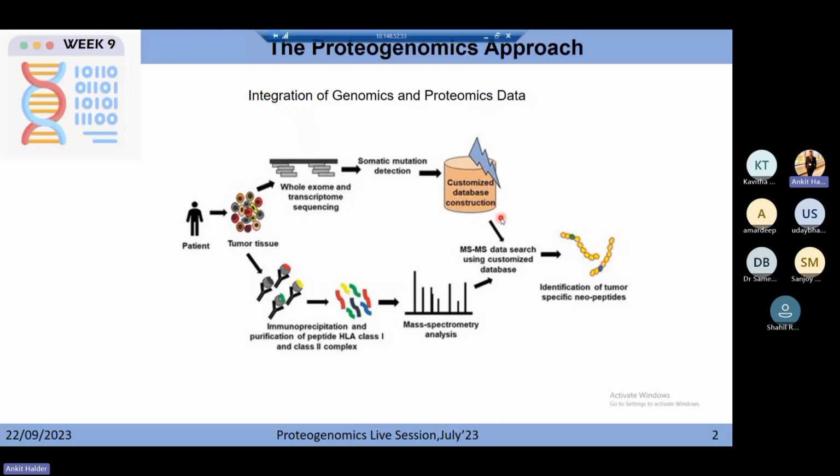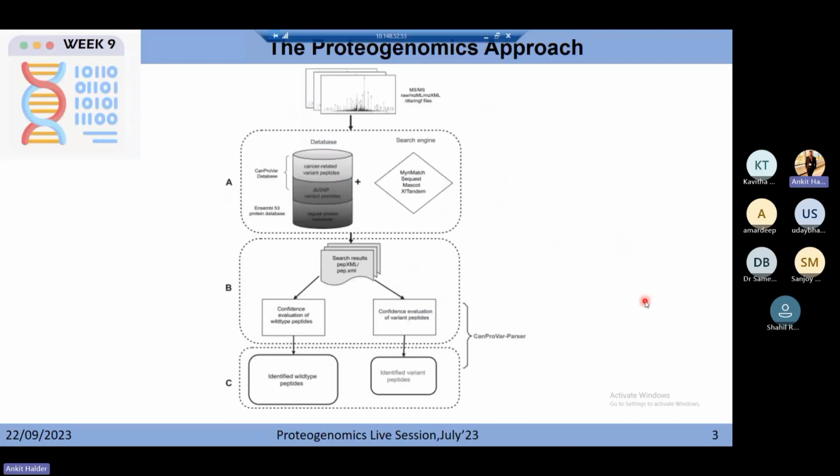So this whole integration of genomics and proteomics depends on the customized database construction. This step helps us in integrating both the technologies. And then finally, identification of tumor specific, you can identify mutant peptides. You can identify any such peptides. So that's the thing that I was explaining.